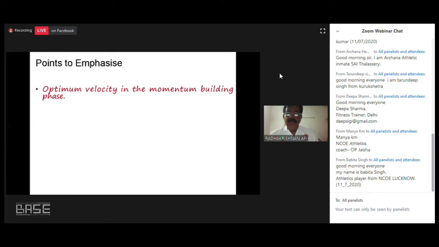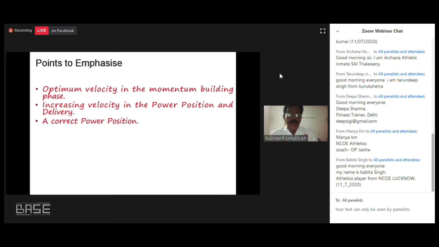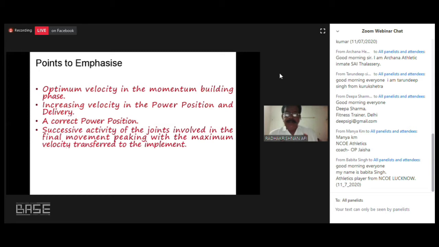What are the points to emphasize? One is optimum speed in the momentum building phase, increasing velocity in power position and delivery, and a correct power position. Of course, I already spoke about all this, so I think it is not necessary to explain again. And successive activity of the joints involved in the final moment of picking with the maximum velocity transfer to the implement. This is what I said, summation of force, and also the bigger muscle first and then small muscles.